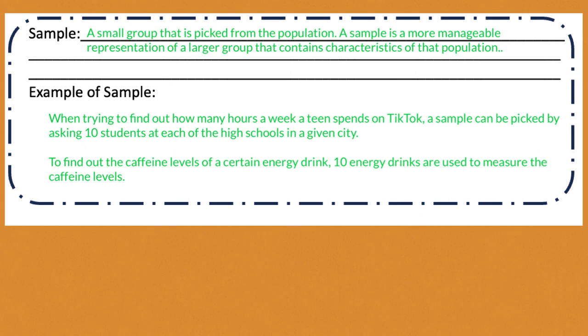Another example of a sample doesn't have to involve people. It can involve items that you're looking at. So, to find out the caffeine levels of a certain energy drink, 10 energy drinks are used to measure the caffeine levels. So you're picking 10 energy drinks, probably from millions of drinks that are produced. That can give you a good estimate, maybe not the best because you're only looking at 10, but it can still give you an idea of what is happening to the population of energy drinks.